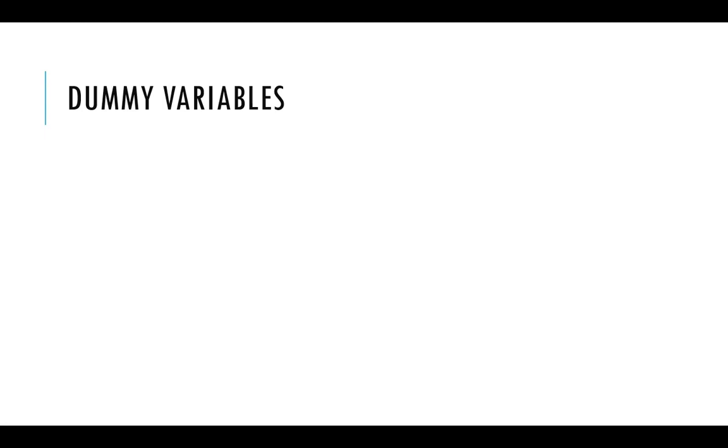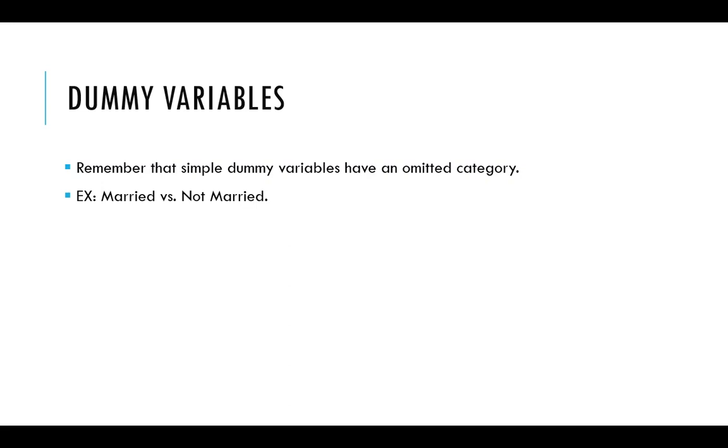Let's move on to some reminders, and these reminders are going to start with reminders about interpreting your dummy variables. This is another area where people struggle. Now, remember guys that simple dummy variables have an omitted category, and I urge you to make sure you've gone back and reviewed the stuff on dummy variables that I've posted for you. A simple dummy, 2 categories, it's binary, married versus not married. That would be a simple dummy variable.